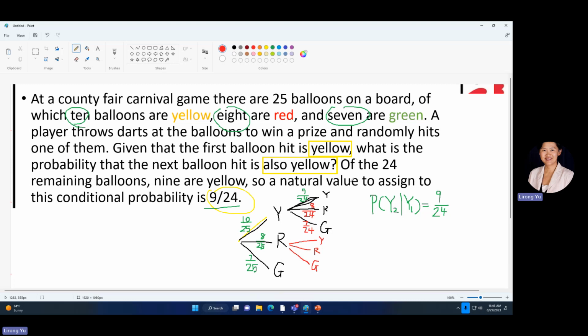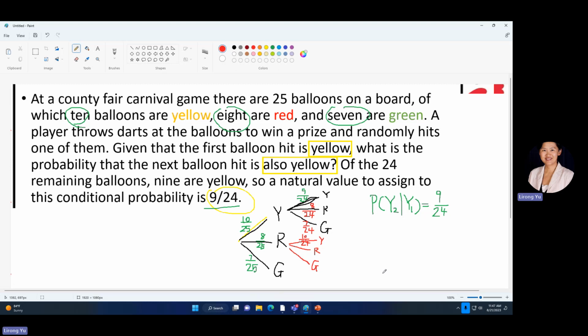But as we go on and on for the second layer of the tree, drawing it might be difficult, right, around physical space. So for example, if the first one is red, then your denominator is still going to be 24. But then if the first one is a red, how many yellow balloons do you still have? You still have 10 yellow balloons. So it's 10/24 in that case.